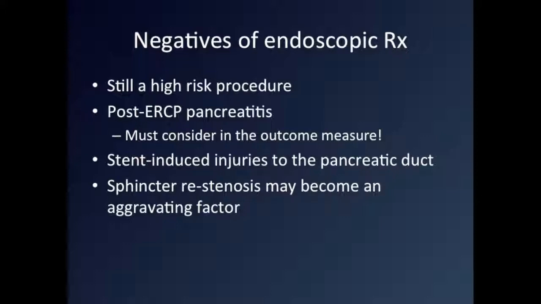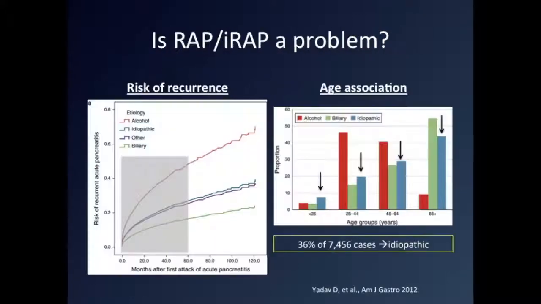And then, of course, the therapies themselves are potentially hazardous. We've learned that stents may induce injuries to the pancreatic duct, so stent-based therapy in the pancreas has become much more cautious for non-obstructive disease. And then in pancreatic sphincterotomy, the risk of sphincter restenosis may actually become an aggravating factor in the patient's course and can cause substantial downstream sequelae, and so that also must be considered.